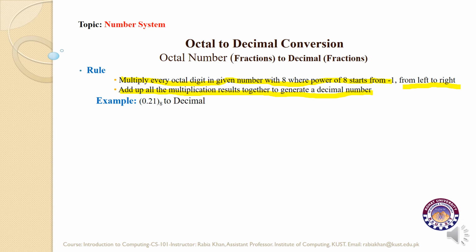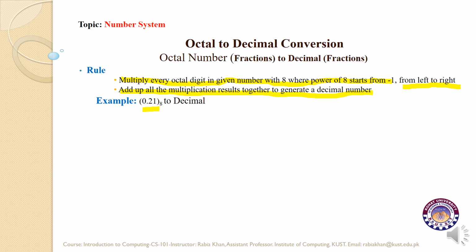We are given an octal number 0.21, and we need to convert it into a decimal number. This is an octal fraction, and we need to convert it into a decimal fraction. So as the rule states, we need to multiply every fractional digit with 8, and the power of 8 must start with -1. The multiplication process will start from left to right.